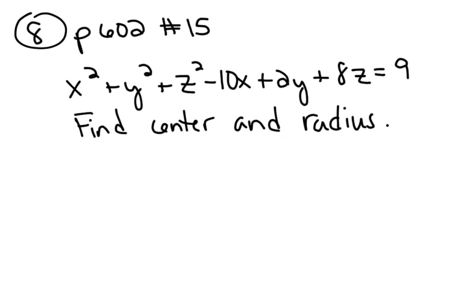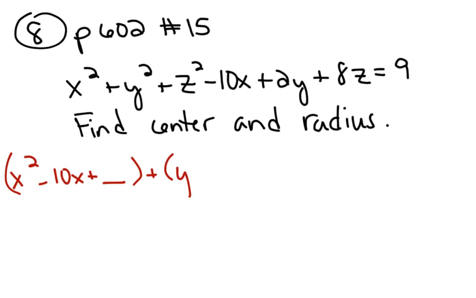In 3-dimensional geometry, we have spheres instead of circles. And so we found out that the equation of a sphere was awfully similar to the equation of a circle. It just added one additional dimension, which was z. So on page 602, number 15, I want to find the center and radius of this sphere. The way that we did it was the same way we did with a circle. We use completing the square to turn this into an equation that I can extrapolate the center and radius from.